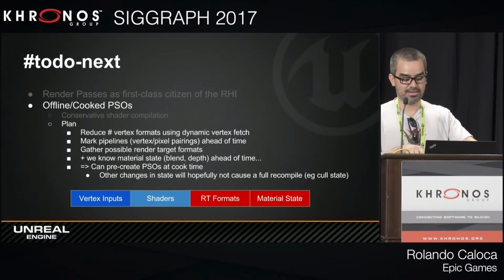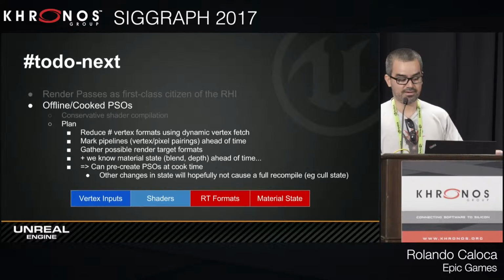So the little table at the bottom is basically the matrix of things you need to know to create a PSO. Right now, we just compile shaders separately, and at runtime, we match the vertex inputs, the render target formats, and then the rest of the material state. So one of the things we're going to do is reduce the number of vertex formats by doing dynamic vertex fetch. That way, we remove one of the rows of the matrix. We're going to also find out the render target formats, and we already know the material state. So with this, we can just pre-create the PSOs at cook time.